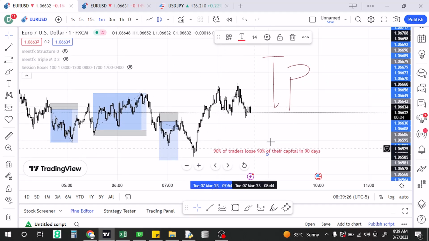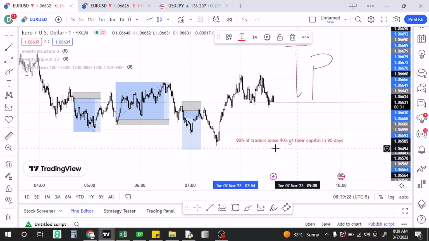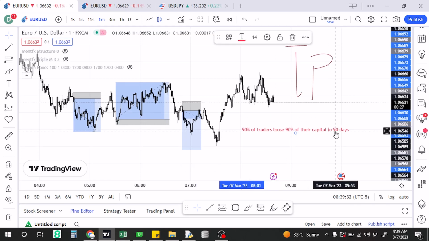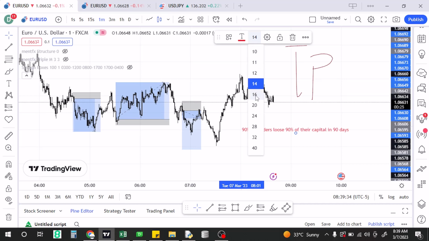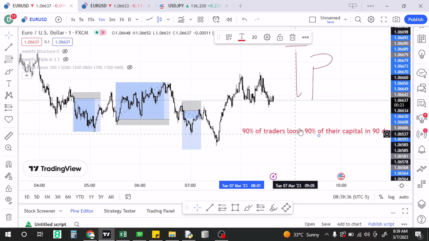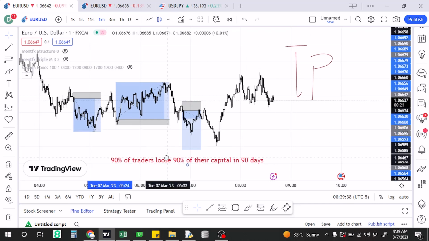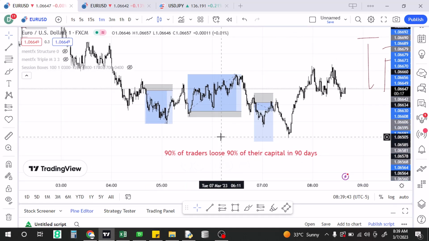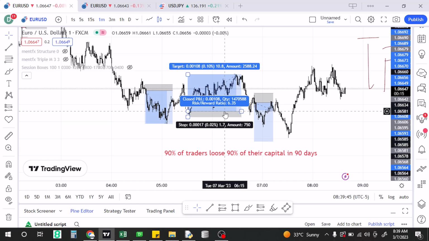And when you walk around and look at different trading environments or different traders, you will discover that a lot of traders are actually marking up good trades. They are taking good trades. They have the potential to be profitable traders. But at the end of the day, what makes them lose so much in 90 days? Is it that their strategy is not working?